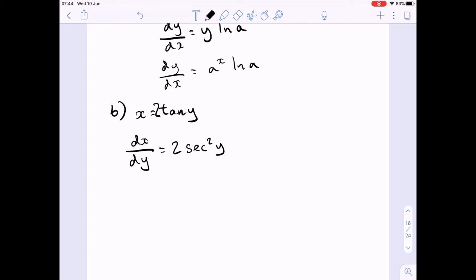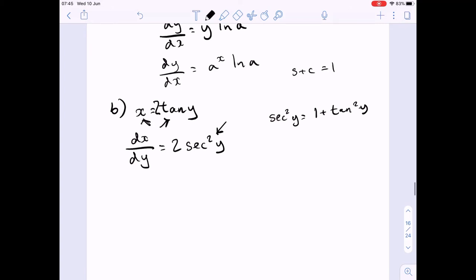So we need to do something about this sec squared, maybe rewrite it in terms of x. I'm starting to think, how can I rewrite this so that it's just in terms of x or tan y? Well, I know one of the identities is sec squared y equals 1 plus tan squared y. And if you're not sure where these come from, I always start from sine squared plus cos squared equals 1. How do we get sec squared? Well, I divide through by cos squared. So this is tan squared, this is 1, and this would become sec squared.